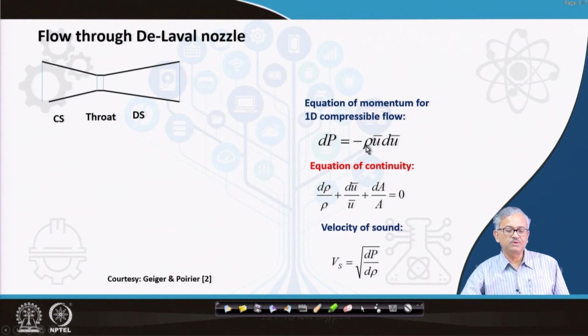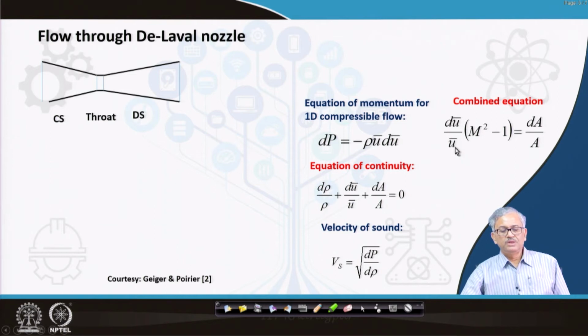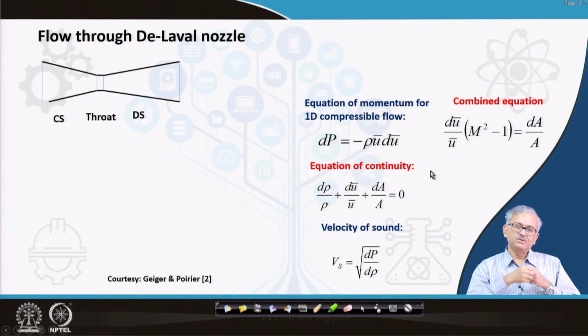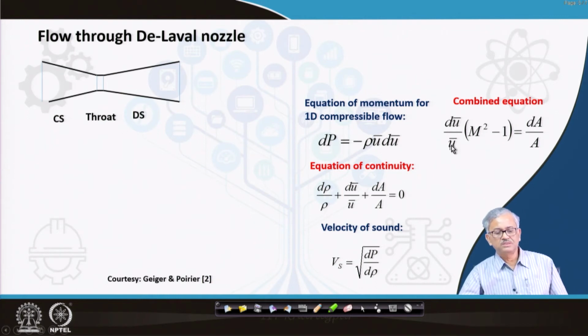And then if you combine all these three, you can get a combined equation like this: du by u bar, where u bar basically is the average velocity, because in a cylindrical section there is a distribution of velocity across the radius, so u bar represents the average velocity. So the rate of change in average velocity, du by u bar, times (M squared minus 1), is equal to dA by A.